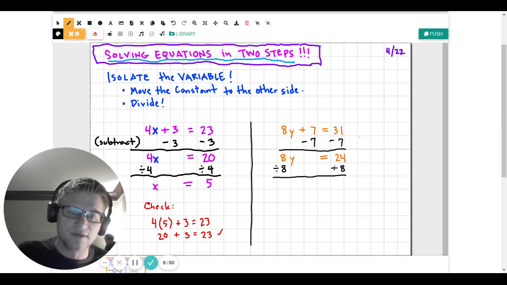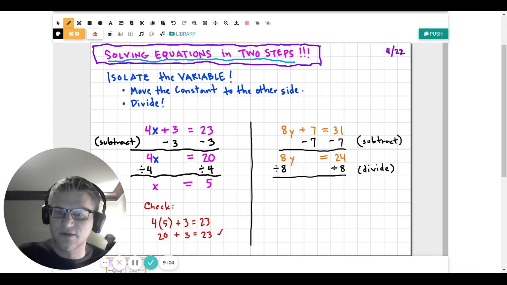So remember our steps. I said the first step is often going to be subtraction, right? And the second step is going to be division, right? Subtract and then divide. I didn't write that over here, but that's what we were doing.